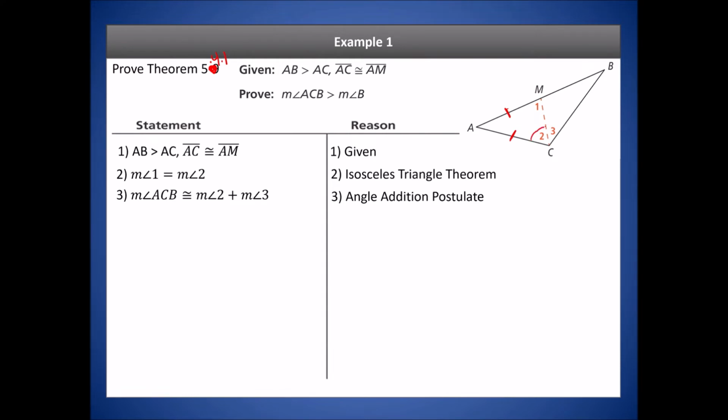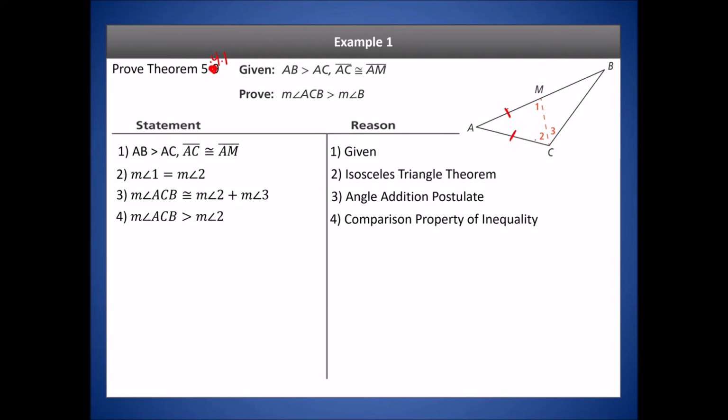Now, the next thing we're going to do is use the fact that we can add angles 2 and 3, and that will give us angle C, which is also known as angle ACB. So if I add angles 2 and 3, that gives me ACB, and that's known as the angle addition postulate, adding two angles to get a bigger angle. The reason we want to use that is that we're going to use it eventually to show this relationship with inequalities.